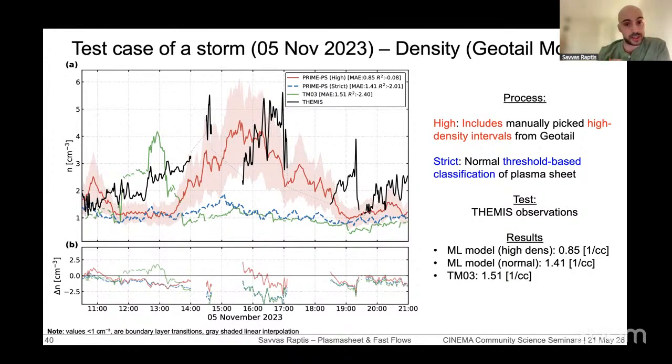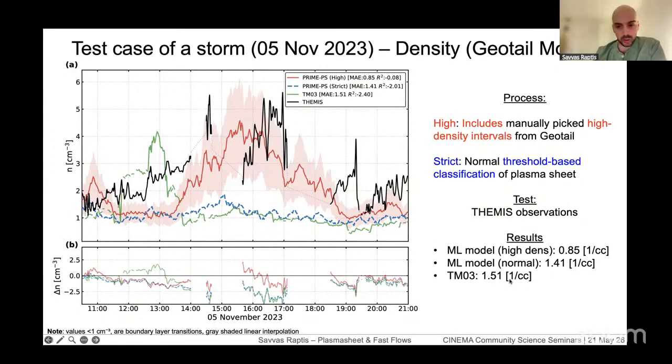In black, you can see the observation of THEMIS during that time, which was in the plasma sheet region close to the Earth. And with green, you can see the Tsyganenko model plotted all in the same panel. The B panel shows the difference between each of the models, red, blue, and green, with respect to the actual values of THEMIS. Just a note here, THEMIS observations that are dotted is just a temporary transition of THEMIS towards the lobes. As you may know, when you have a storm, there is a lot of flapping of the magnetotail. The actual spacecraft can be located in the plasma sheet and then in the lobes in very rapid changes.